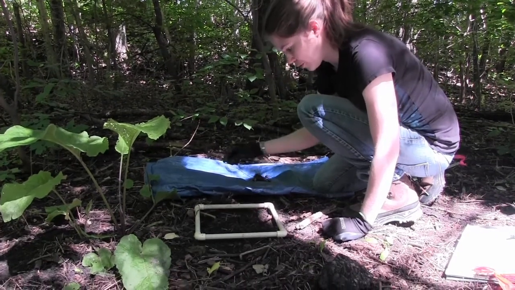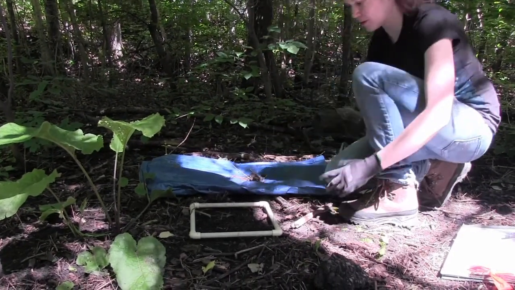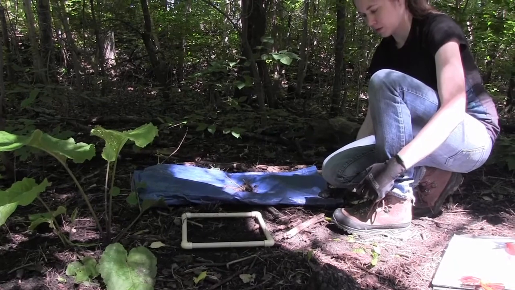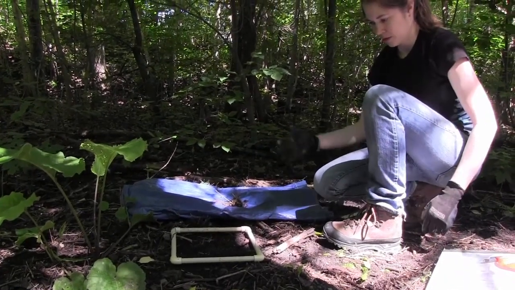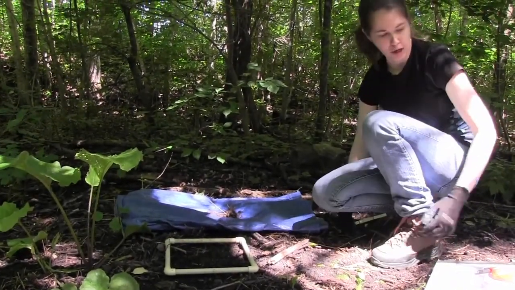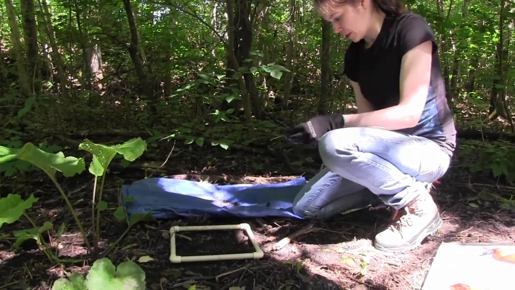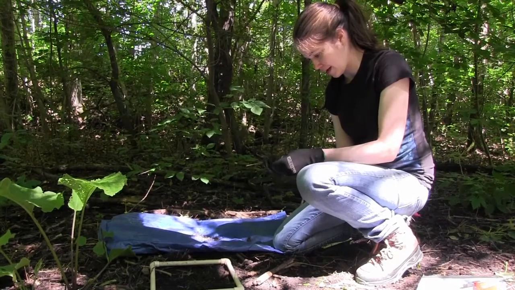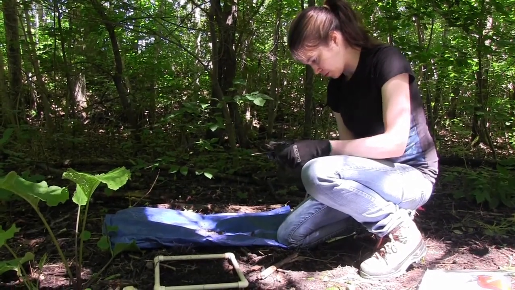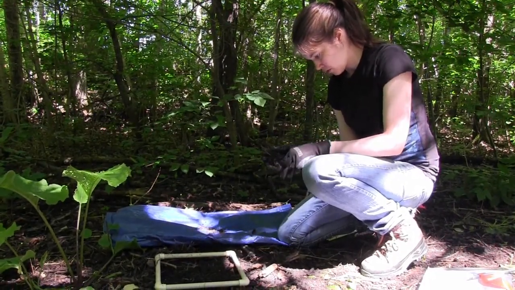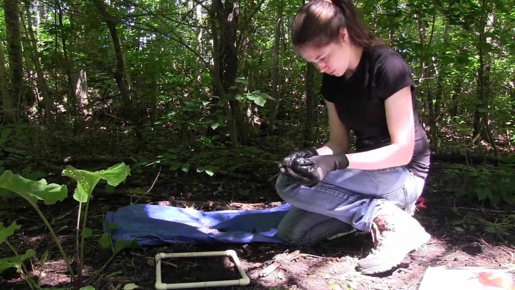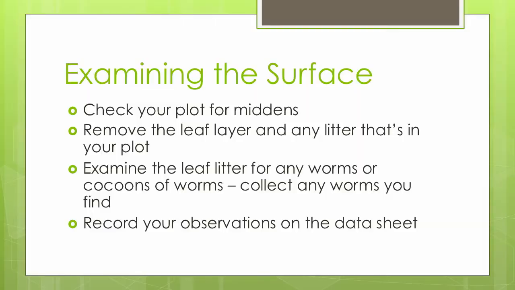I'll remove a few other pieces of litter. Normally the leaf litter layer is quite thick in a forest, but here the earthworms have removed a lot of the litter. So if there was a lot of litter, I'd sort through it by hand, looking for earthworms and their cocoons, just breaking up the pieces of soil and leaves.